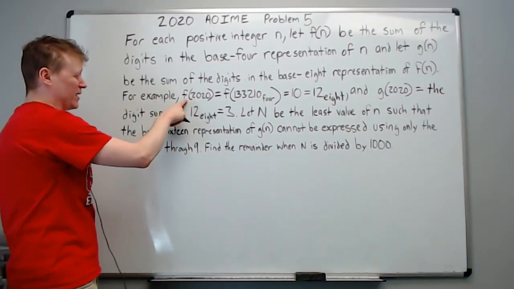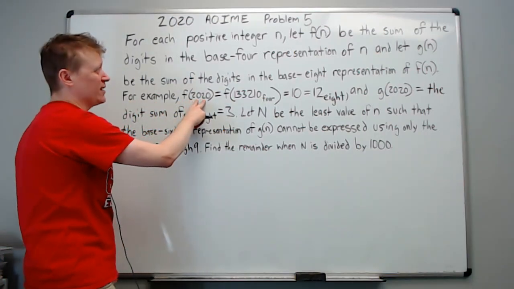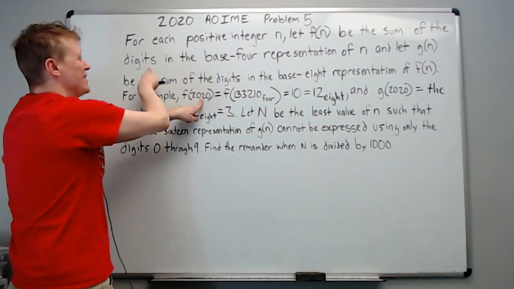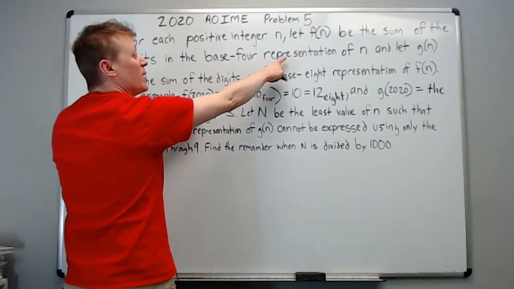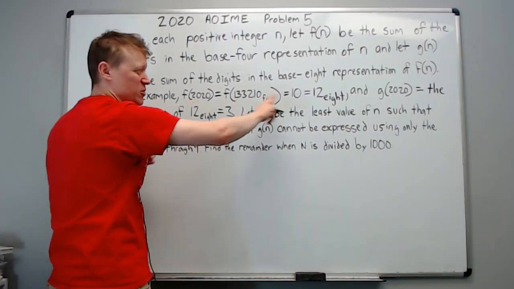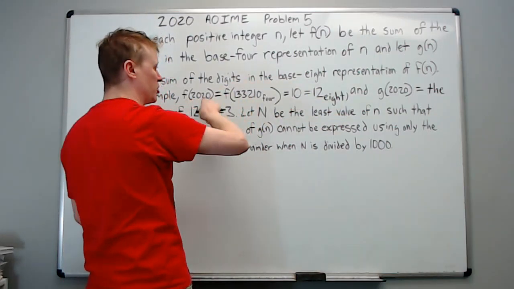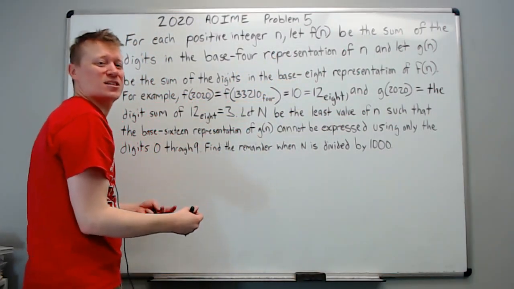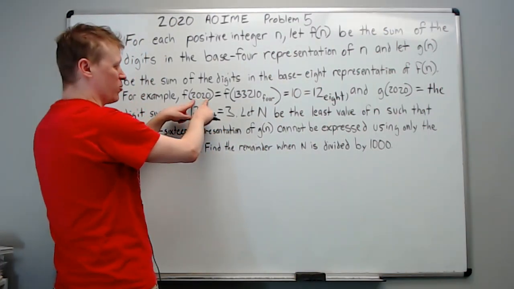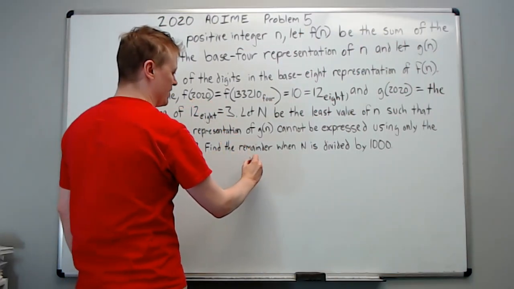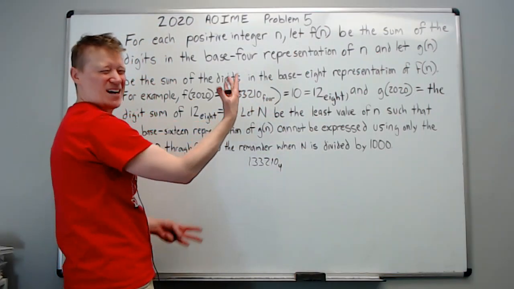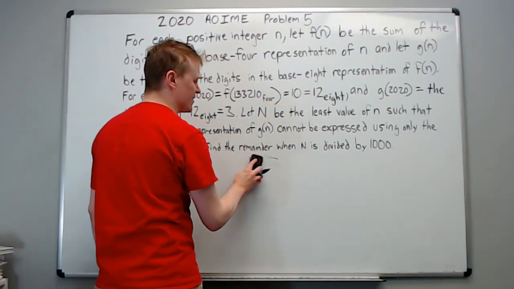For example, f of 2020, again, n would be 2020. We want the sum of the digits in the base 4 representation of 2020. Always try to process what you're reading. Don't just read it straight through. Go back and connect the dots so that you understand what they're saying. So we have to turn 2020 into a base 4 representation. Typically that's 133210 with a small base like this, but they decided to spell it out for whatever reason.